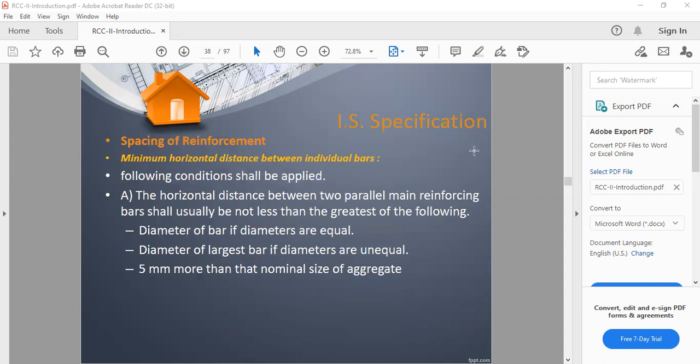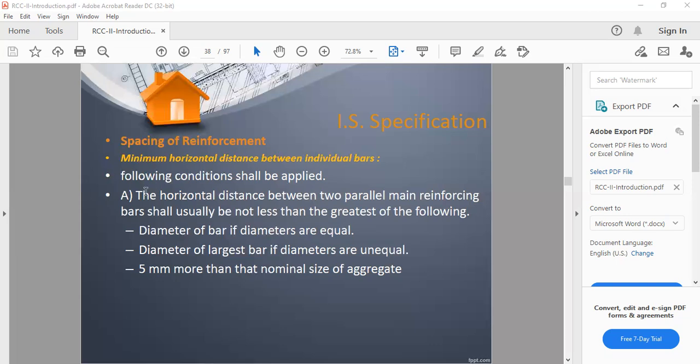So now we'll go ahead with some of the IS specification, standard specification. What should be the spacing of the reinforcement, or the minimum horizontal distance between individual bars? That we will see. So the horizontal distance between two parallel main reinforcing bars shall usually be not less than the following.